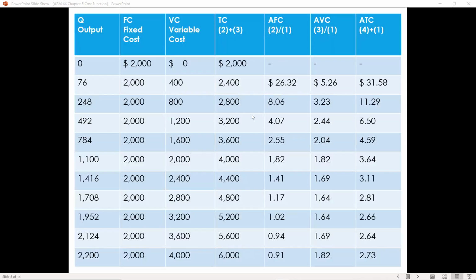So let's look at the table here. As you can see, it has been added. Let's try to solve for the AFC based on the given formula. In a minute.